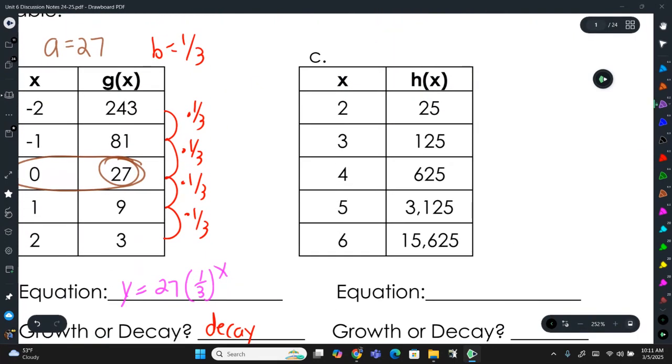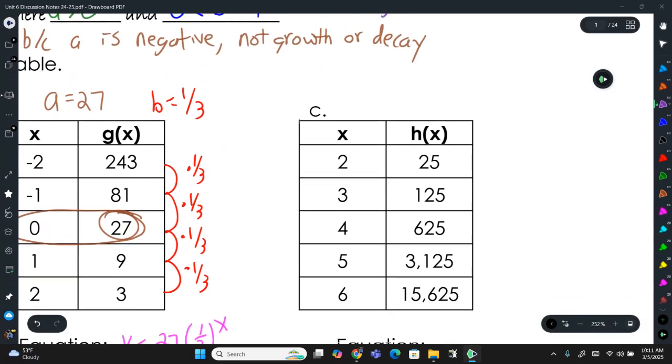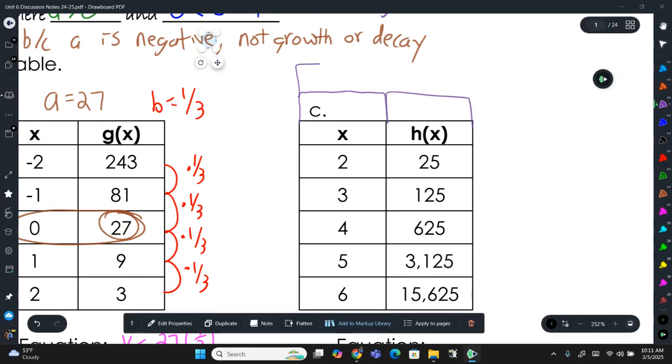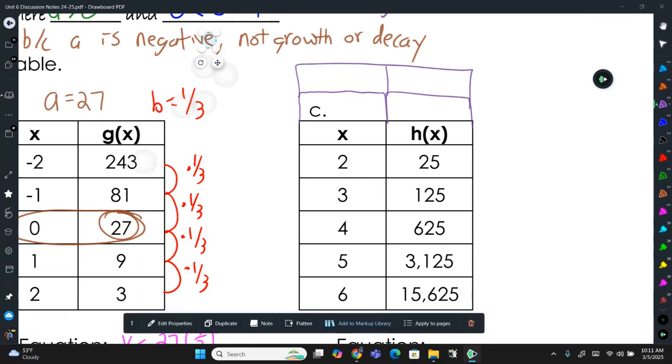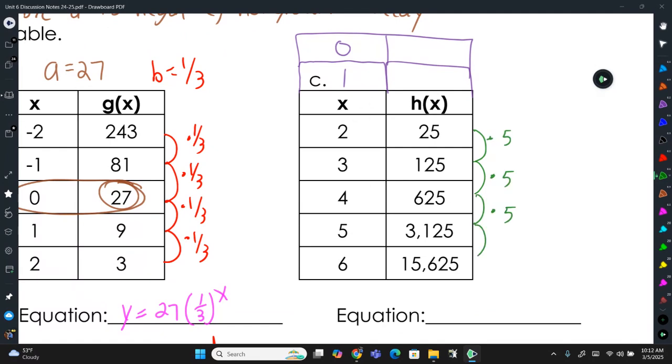We don't have x equals 0 in our table, so we're going to have to extrapolate and say, okay, 1, 0, and figure out what those y values are going to be. Well, if I look at the y values from 25 to 125, and then from 125 to 625, I recognize that we're multiplying by 5. And if I keep multiplying by 5, I get the next number.